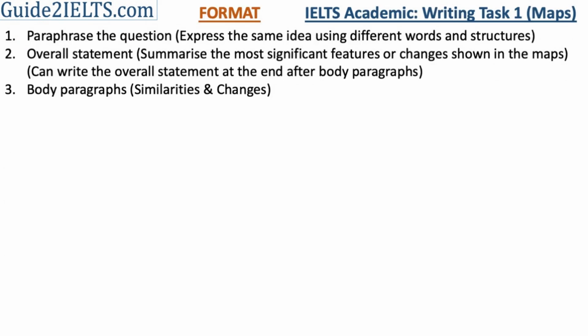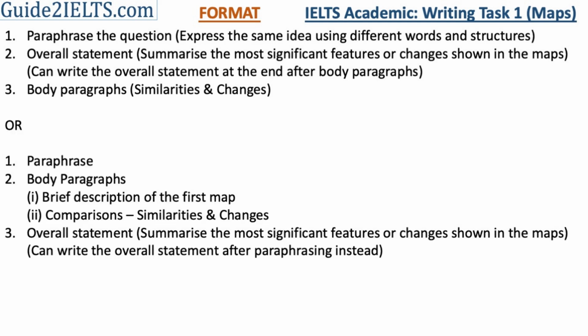The basic format that you follow in response to an IELTS Writing Task 1 academic question is that you start with the paraphrasing of the question. Paraphrasing means writing the question in different words. After that, you write the overall statement. Overall statement is a brief summary of the whole map in 1 or 2 sentences. And then you write the similarities and changes that you see when comparing the two maps. You can write the overall statement at the end also, that is after the similarities and changes.